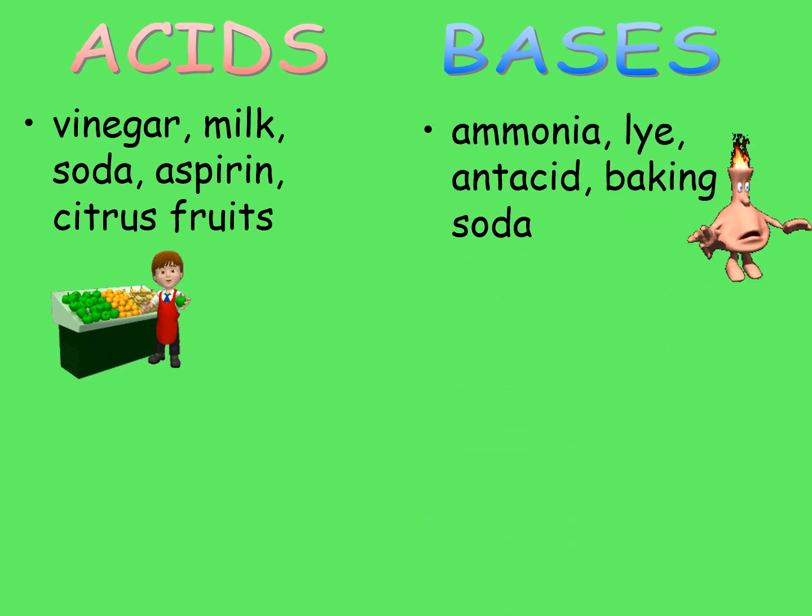Bases, some good examples of those: ammonia, which is the active ingredient in Windex, if you use Windex as a window cleaner. Lye, antacids, which makes sense, right? Because an antacid is what you take when you have stomach acid that's bothering you. Your stomach acid is rising too far up your esophagus and it's giving you heartburn. So we say that it's burning you. So you take an antacid because it would neutralize your stomach acid. And then baking soda is another one.